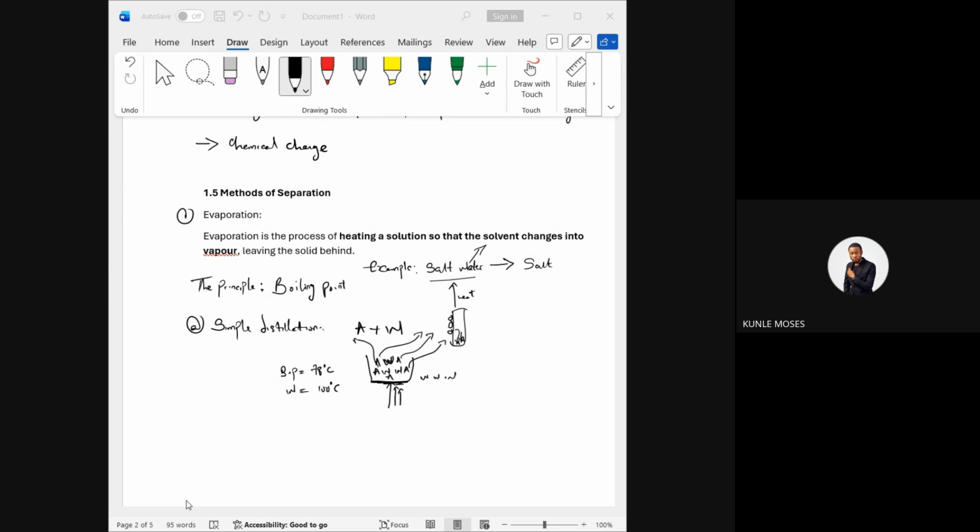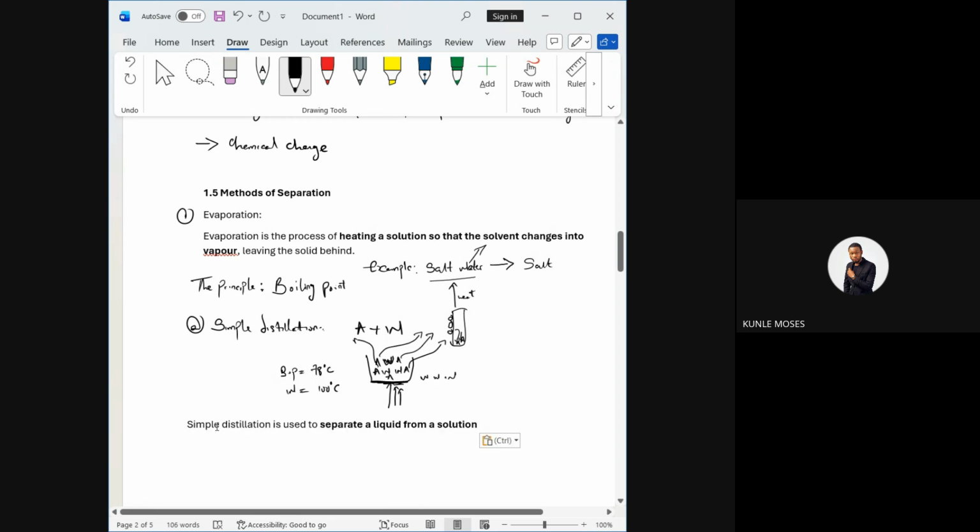Simple distillation is used to separate a liquid from a solution. It's used to separate a liquid from a solution or to separate a liquid from other liquids with a high difference or large difference in boiling points. The high difference in boiling points. Like alcohol and water, like I've given you.